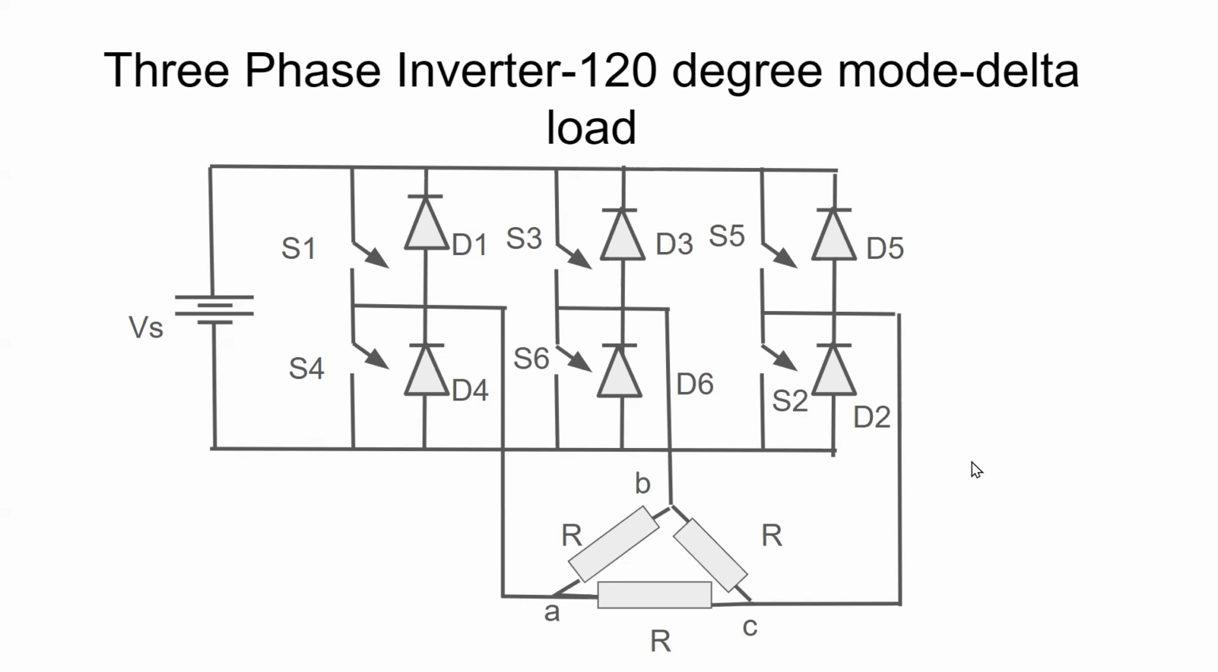The switches are numbered in the order in which they are triggered, which means S1 is triggered initially, S2 is triggered after 60-degree interval, and then S3, and then S4, S5, and S6. In 120-degree conduction mode, there will be 2 devices in conduction at any point of time, one from top and another one from the bottom group. And each device will be in conduction for 120-degree duration.